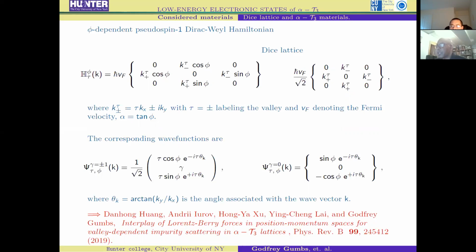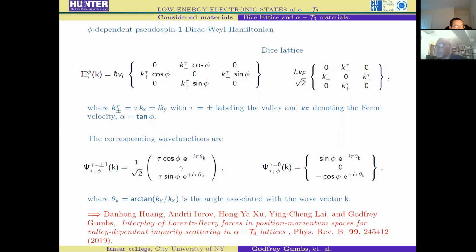So gamma is plus or minus 1 or 0 for the flat band, plus or minus for the conduction and valence bands, as well as this parameter phi, where the tangent of phi is equal to alpha. Now this 3 by 3 matrix involves this wave vector k plus or k minus, here given in the first line after the equation, as well as a parameter gamma.